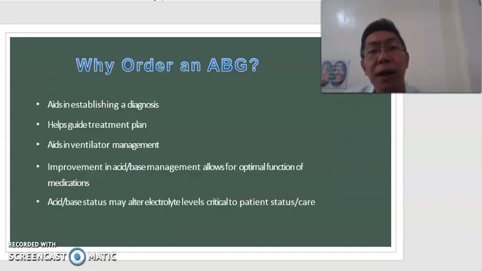So why order an ABG? Of course, that will aid in establishing a diagnosis. It will help guide the treatment plan, aids in ventilator management, improvement in acid-base management, allows for optimal function of medication. And of course, the status of our electrolyte levels. And that will be critical to our patient care and the status of the patient.